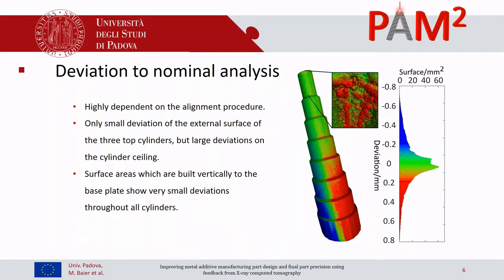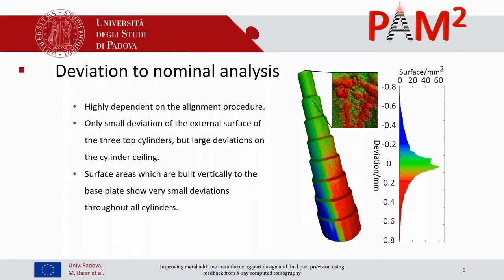Then another thing which can be done with CT is, of course, deviation to nominal analysis. However, in this case, it's quite crucial how you align your obtained volume data against your CAD model, your STL file, and so on, because this can have a tremendous influence on your outcome. And of course, it depends what you want to evaluate. In our case, we are more focused on the smaller channel diameters, because this is a first step to design a microchannel part. So we will go further to smaller channels.